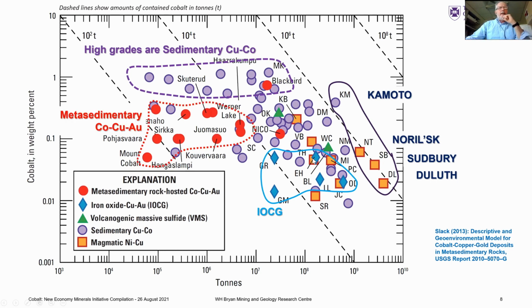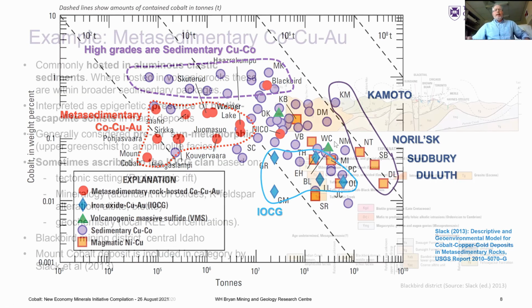And then the other major class of cobalt deposits, the metasedimentary cobalt deposits, which is the Idaho group, but they're commonly found a lot in Finland, sit here in this red circle. This deposit up here, Blackbird, is, I guess, the type example of the Idaho style, and it's a little bit higher grade than the bulk of those deposits. So that's just a bit of a quick flick.